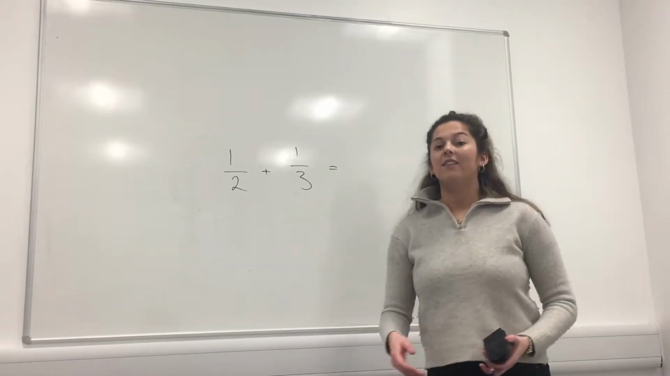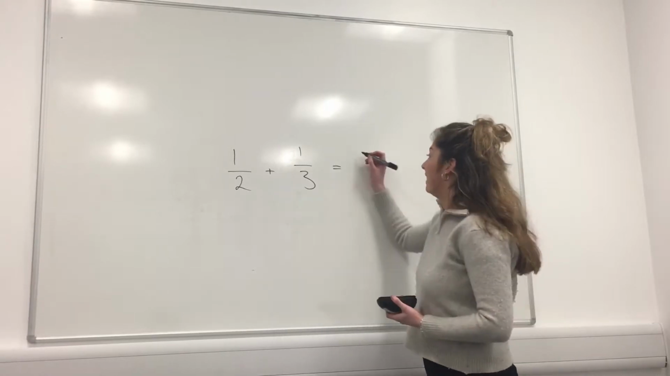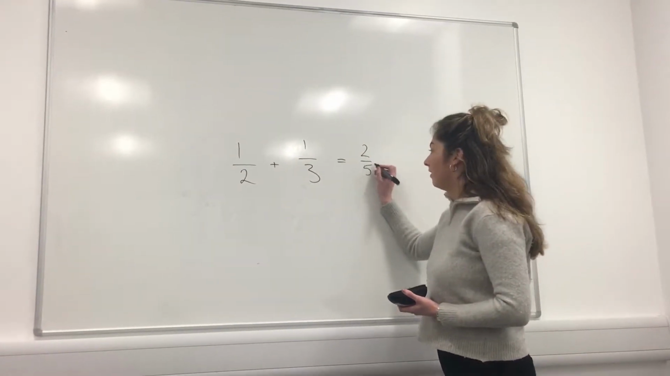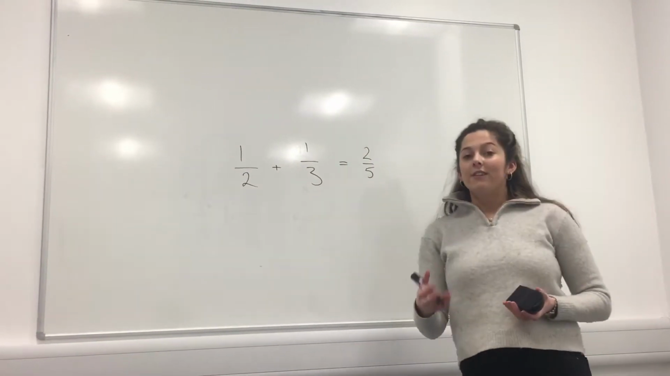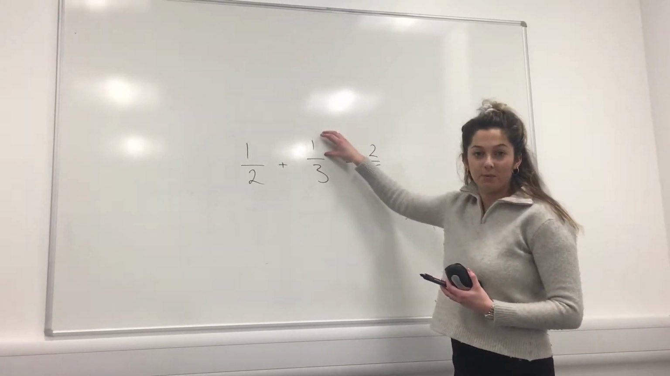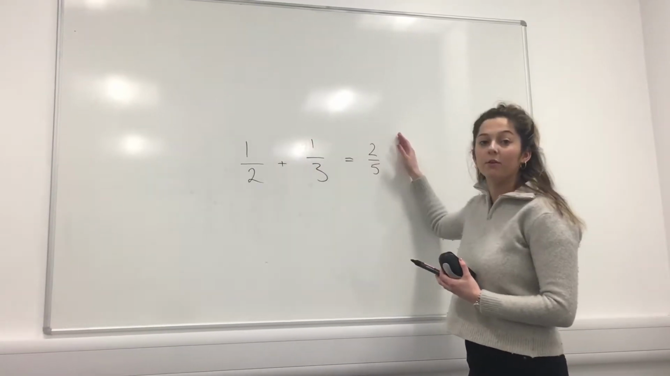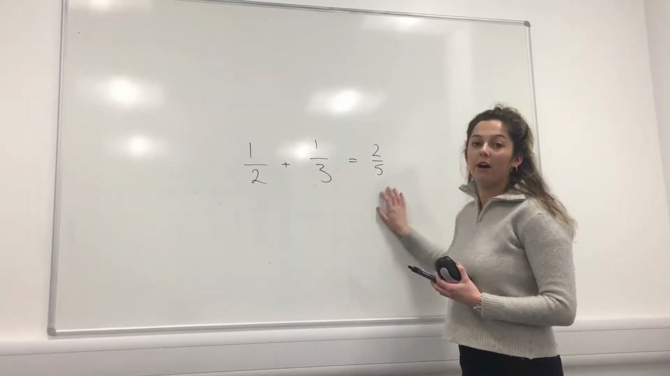So I've set my class a question of a half plus a third, and the most common answer that they have given me is 2/5, which is wrong. The reason this is wrong is they've just added the numerator, which is the top number, and the denominator, the bottom number, to get 1 plus 1 equals 2, and 2 plus 3 equals 5.